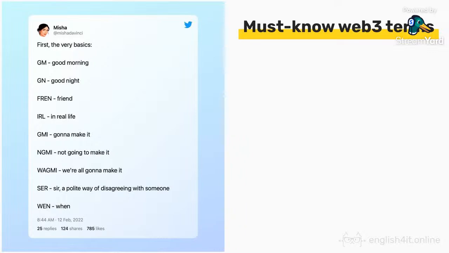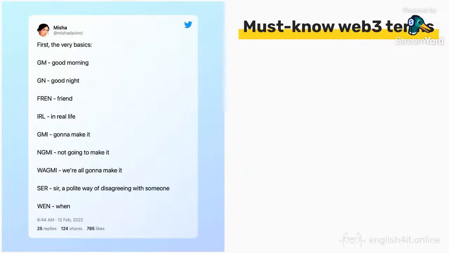When you launch a project like an NFT project, and you don't know if it's going to be successful or not, that's what you say. GMI, going to make it, and NGMI, not going to make it. WAGMI, we are all gonna make it. Like if you want to be supportive for your community, and everyone's worried, like, did we make a good decision paying so much money for this NFT or something like that? And that's how you're being supportive.